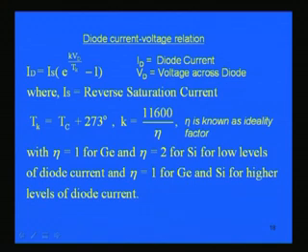The value of eta is 1 for germanium and 2 for silicon when the diode current is low, that is, in the lower region of the diode current. These are different values, but at a higher level of diode current, you will have the same value, eta equal to 1, for both germanium and silicon.